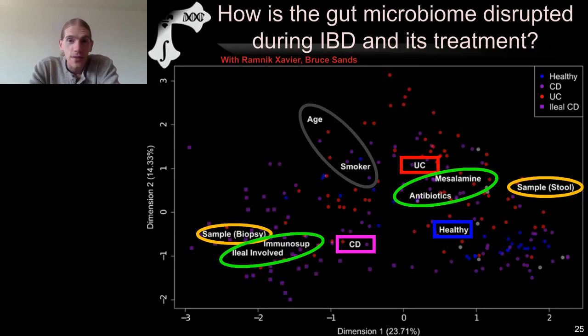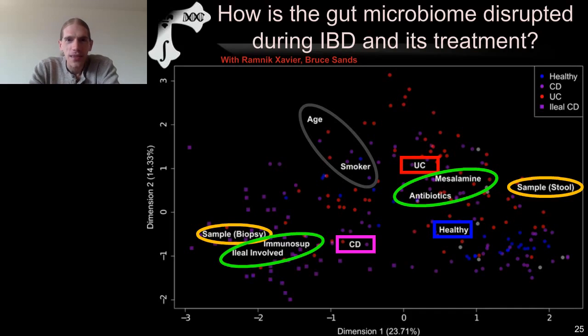Treatment exposures, so for example, in this cohort, UC patients more often received antibiotics, and we can identify an independent effect of antibiotics on the gut microbiome that's different from what ulcerative colitis alone has. And then similarly on the left, Crohn's disease patients more often received immunosuppressives, and those had another different effect on the gut microbiome.